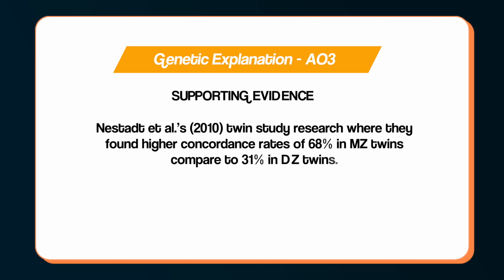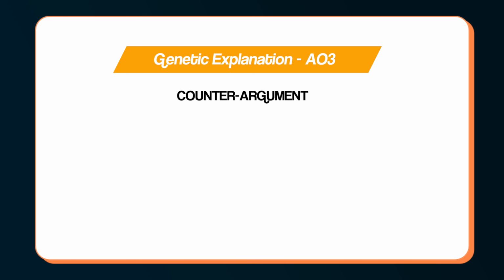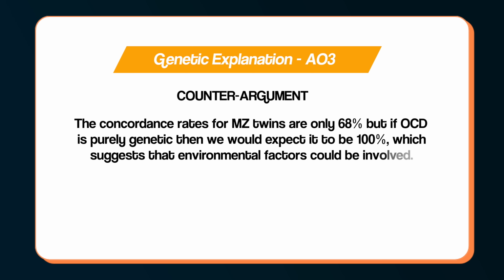In terms of AO3, you then might provide some supporting evidence for the role of genetics. For example, Nesta et al.'s 2010 twin study research, where they found higher concordance rates of 68% in MZ twins compared to 31% in DZ twins. You could then provide a counter-argument to the biological explanation through criticising this study. This is because the concordance rates for MZ twins are only 68%, but if OCD is purely genetic, then we would expect it to be 100%, which suggests that environmental factors could be involved.